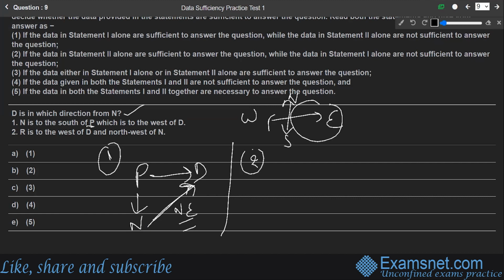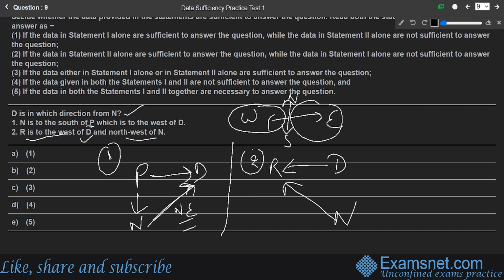Let's check for statement number 2 whether it can alone answer the question. The statement is R is to the west of D and northwest of N. R is to the west of D, so wheresoever is D, R is to the west of him. So R has to be here. This is how the west is located. R is also to the northwest of N. Northwest lies this way. This is how the northwest is located. So this is how the things are related.